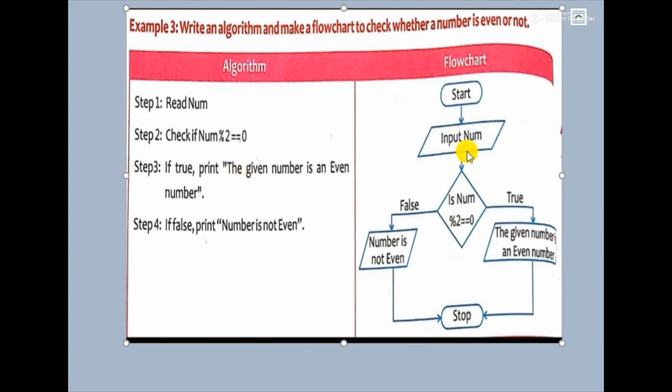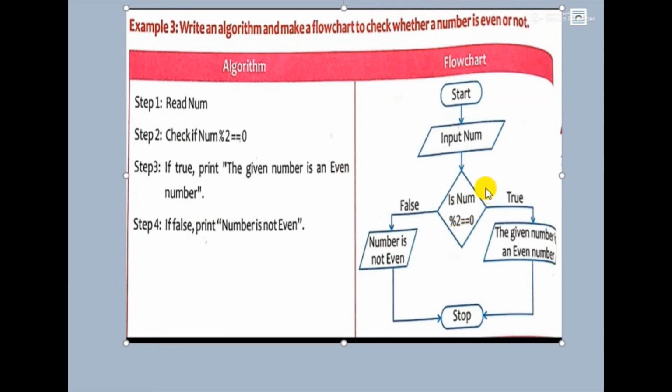Here we can observe again, this is the start box, the beginning of the flowchart. The second box is the input box, where we write the information about input: input num, where num is the variable which will hold the number. The next box is the decision box, and in the decision box we write the condition. The condition is num % 2 is equal to 0.